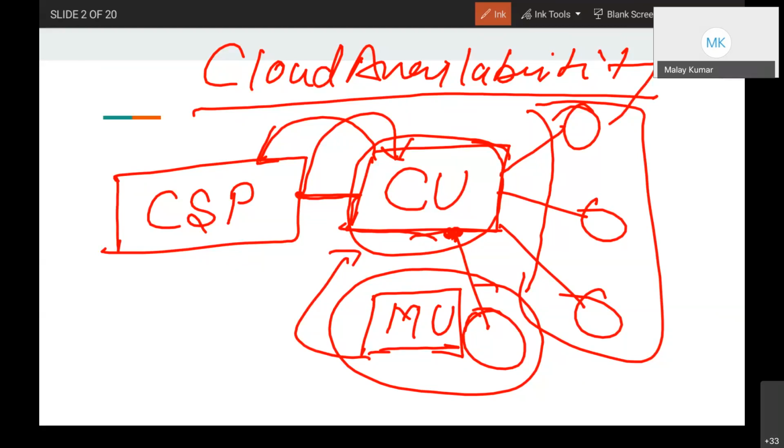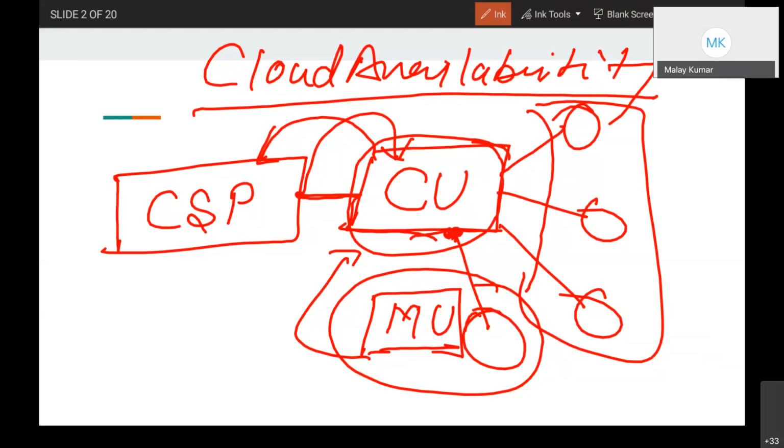I hope you found many of the things interesting, and maybe you will work on them in your research work or in your project whenever you are writing new articles. So let's move forward towards today's presentation, where I am going to discuss cloud accountability.